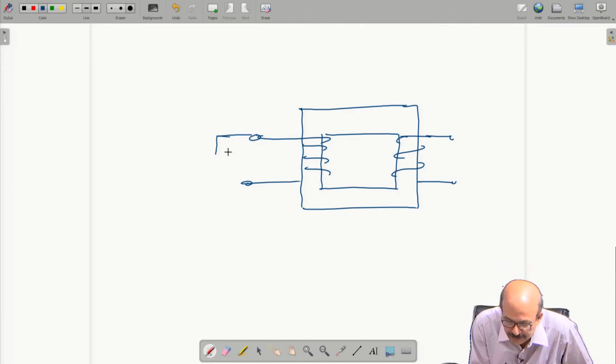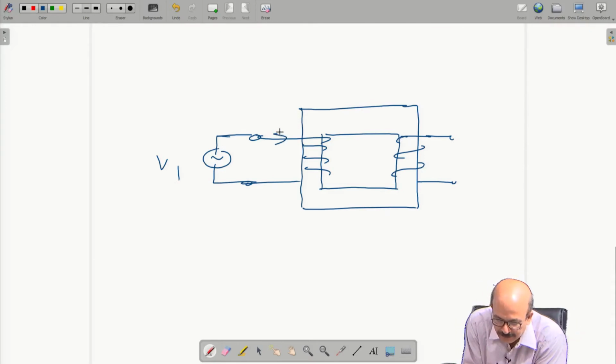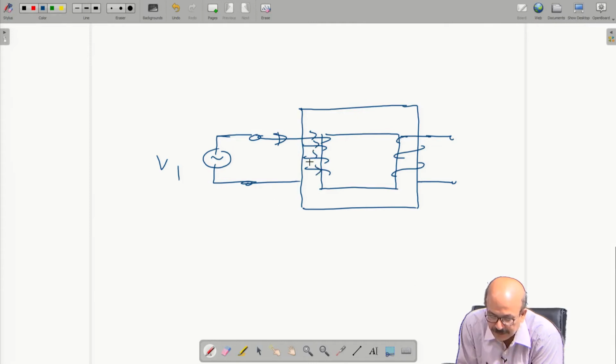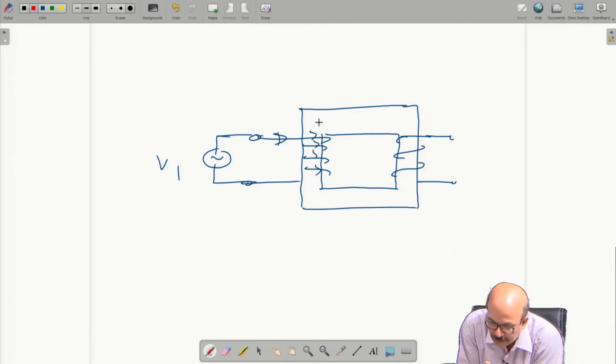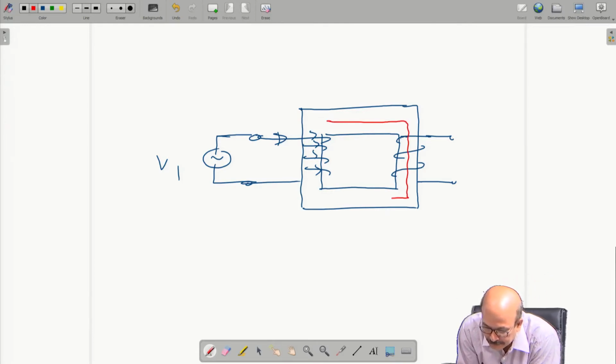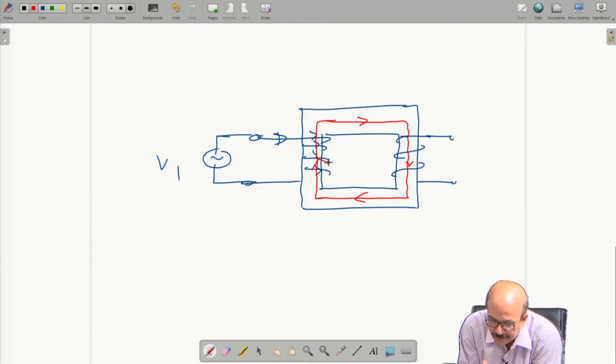And on this side we put V1, and then some current will be coming to produce a flux. If you check, this is the current direction, then the corresponding flux, you apply the thumb rule, you can clearly see the flux will be something this way, that way.